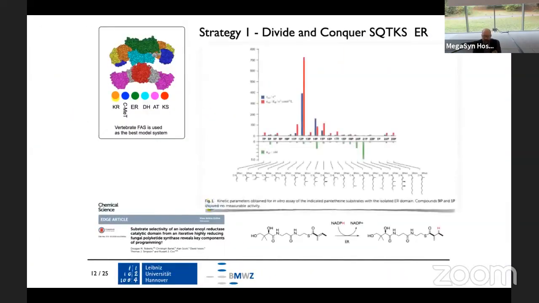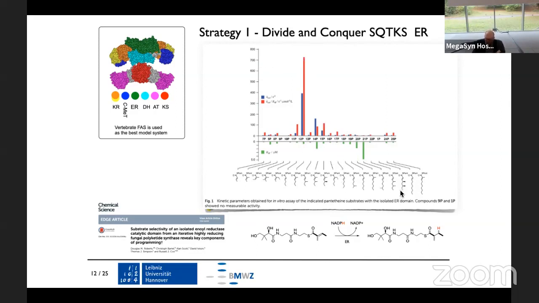This is an example, a bit more sophisticated example with the enol reductase from the SQTKS system. So the enol reductase would be here, this green catalytic domain on the top. Okay, and what we see here is we're challenging this with a whole series of different synthetic alpha, beta unsaturated thiol esters. And pretty well all of them turn over to some extent. So this domain can pretty well take what it's given, but some of those substrates can be processed very much more quickly. If we look at kcat over Km, for example, the red bars, some of those substrates are processed hundreds of times quicker than others.